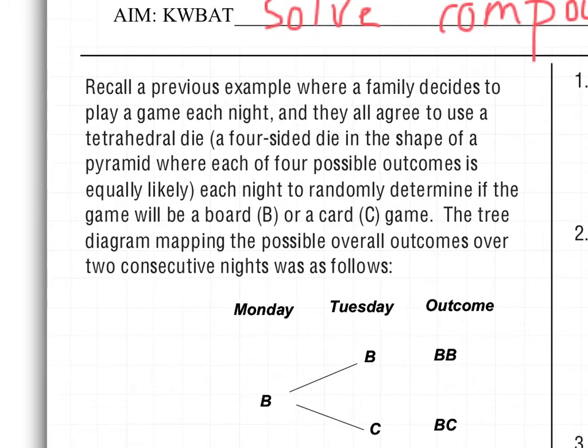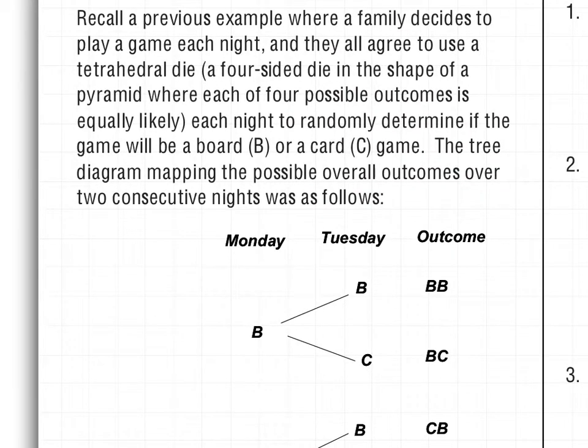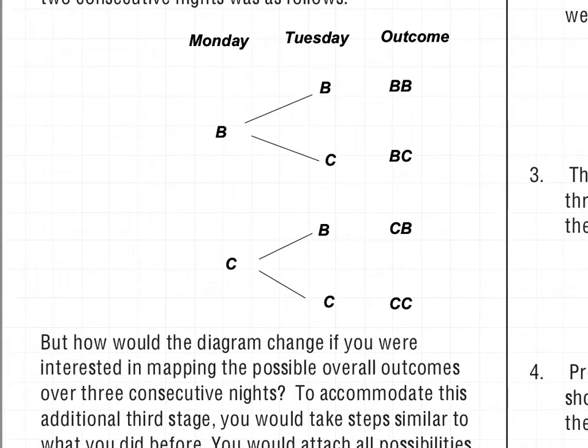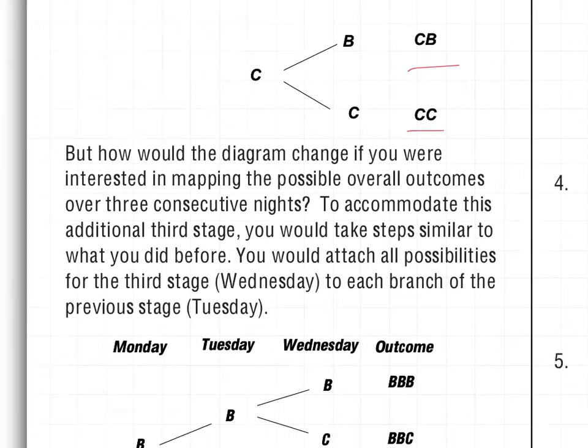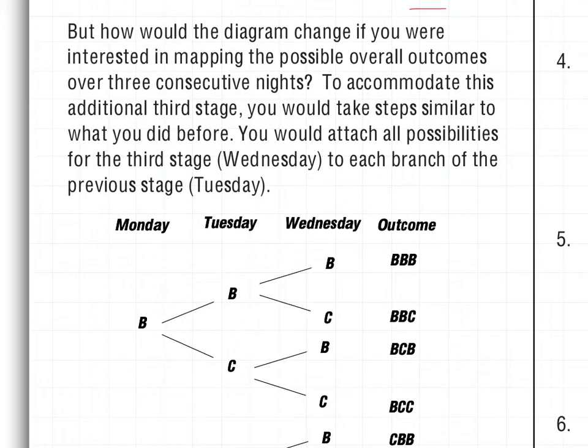So as we look over our previous example from yesterday, we were talking about a family that decided to play a game each night, and they rolled a die to figure out which game they were going to play, whether it was a board game or a card game. And we made the tree diagram for 2 consecutive nights to look like this. Monday they could play a board game or a card game. Tuesday they could play a board game or a card game. And so we got these 4 individual outcomes. So how would the diagram change if we were interested in mapping the possible outcomes over 3 consecutive nights?